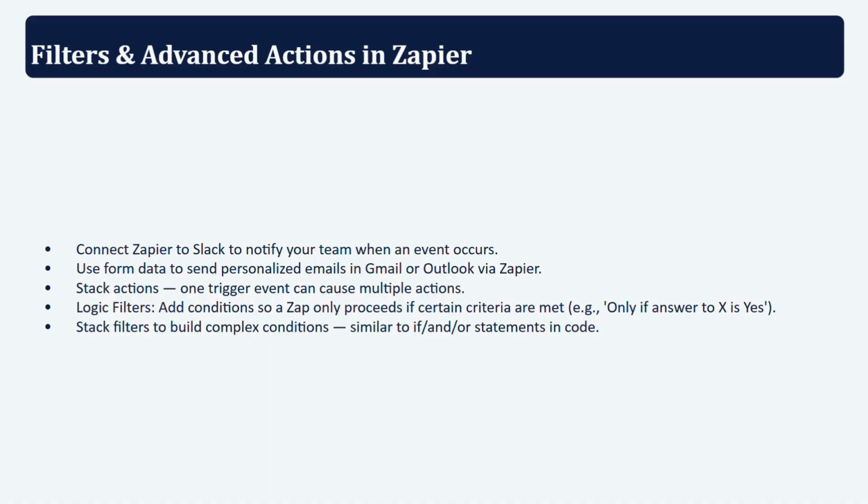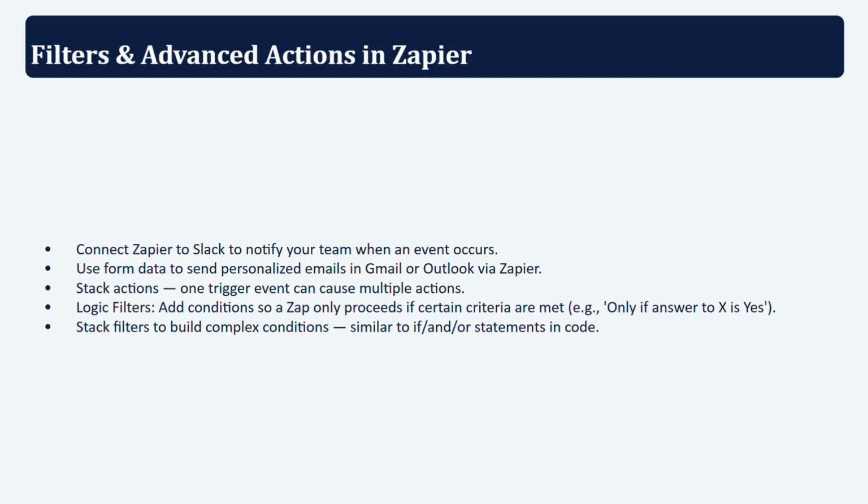Now here are some advanced actions with Zapier. If you connect it to Slack, this is like a team-based communication tool for office groups or something like that. You can actually send messages with it automatically. So you can also send emails with email or Outlook with Zapier. Now, with stack actions, you can make one trigger cause multiple actions, like sending multiple messages.